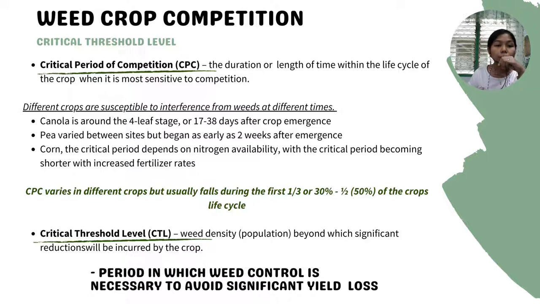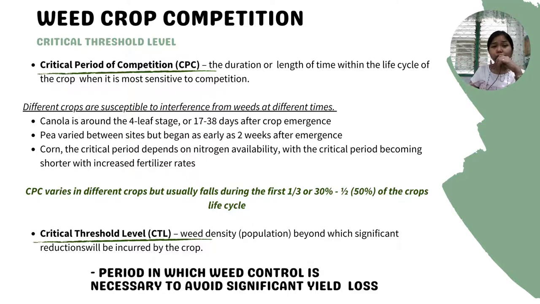So for a more competitive crop, such as our corn, the critical period depends on nitrogen availability. It depends on whether there is a lot or a little nitrogen, as fertilizer or input, or even the naturally occurring nitrogen that we can find in the air. But the critical period becomes shorter with increased fertilizer rate.